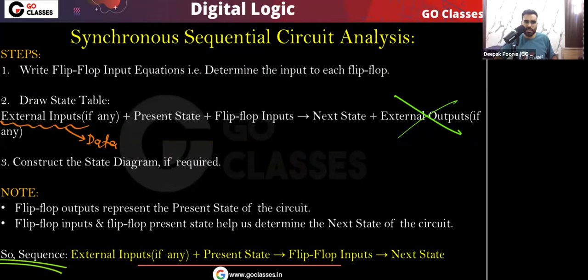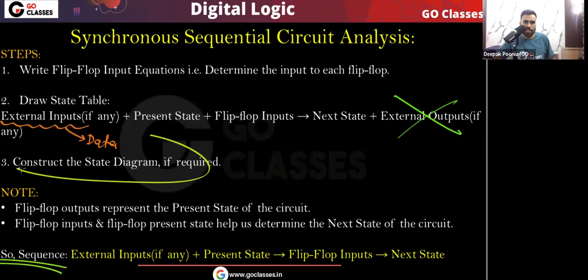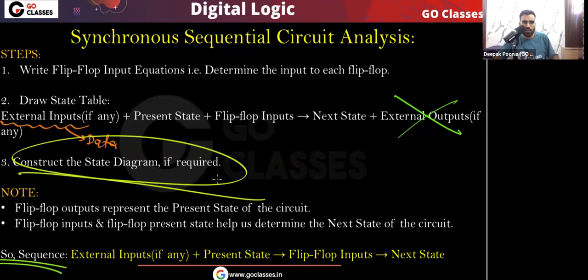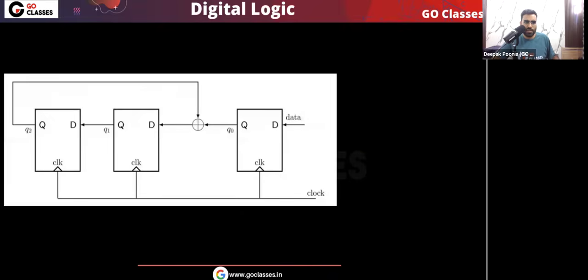So now let's make the state table. And after making the state table, if there is any need, you can make the state diagram also. If there is no need, then you can skip. Otherwise, if required, you can make the state diagram also. So first, let me make the state table. Step number 1: you will write the flip flop input equation. Okay, so you can see the flip flop inputs. First, let me label them.